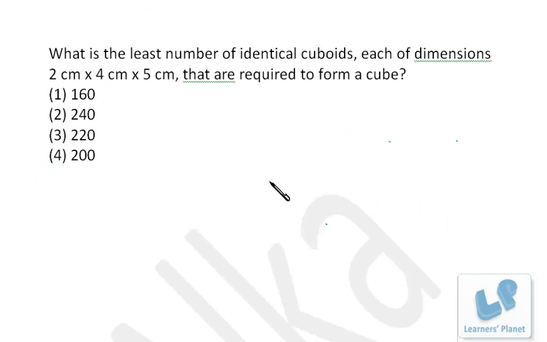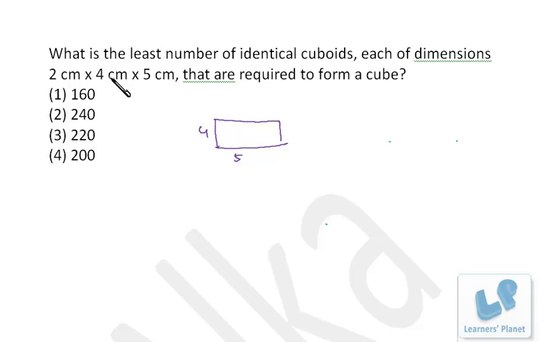Now let's see this question. What is the least number of identical cuboids, each of the given dimensions, required to form a cube? See friends, this is a cuboid. Maybe you can consider it like this. This is maybe 4, this is maybe 5, and height is suppose 2. Now if you have to form a cube, what should be the condition? The height, length and width, all three should be the same, and that is possible only when we take the LCM of 2, 4 and 5, right? Then only we can make each and every face of the cube the same, right?